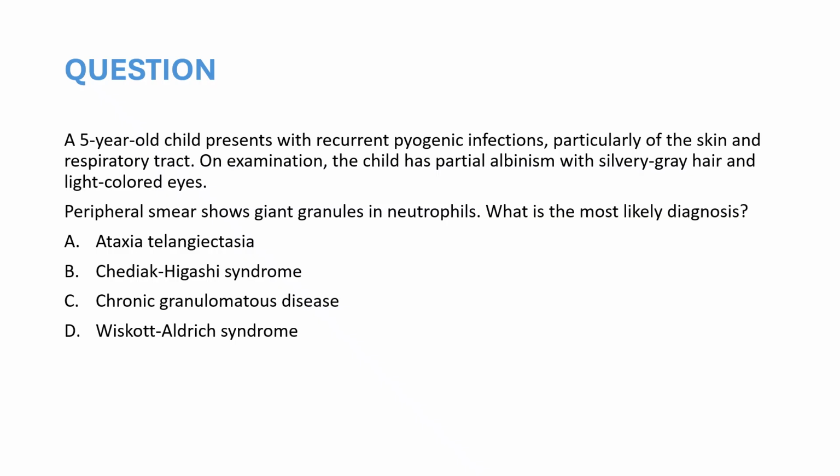A 5-year-old child presents with recurrent pyogenic infections, particularly of the skin and respiratory tract. The child has partial albinism with silvery gray hair and light colored eyes. The peripheral smear shows giant granules in neutrophils. So this is like a syndromic association, not just purely albinism. They have albinism with recurrent infections and silvery gray hair. This is the typical description of Chediak-Higashi syndrome. I just have to mention it here so that you understand what it is. That is why I put this question. Chediak-Higashi syndrome is partial albinism with silvery gray hair and recurrent infections.